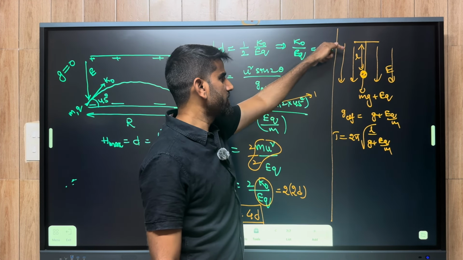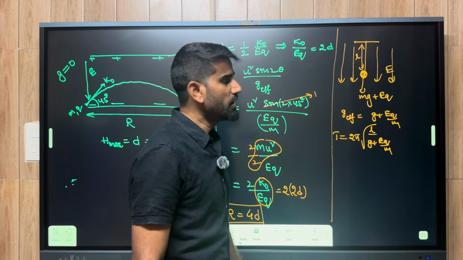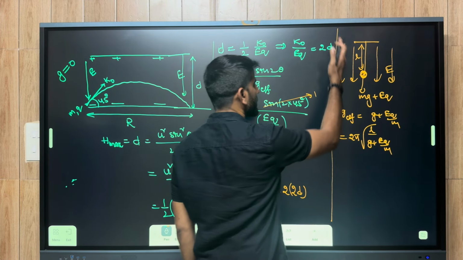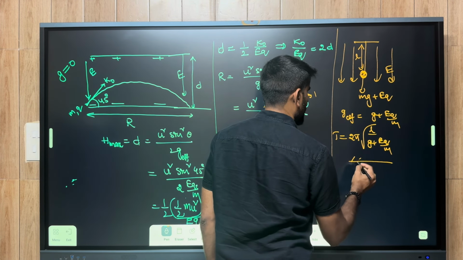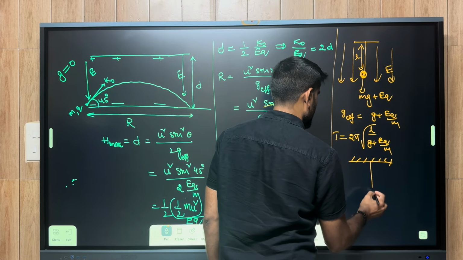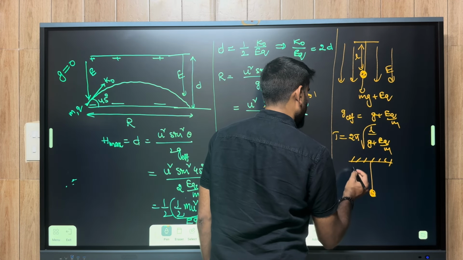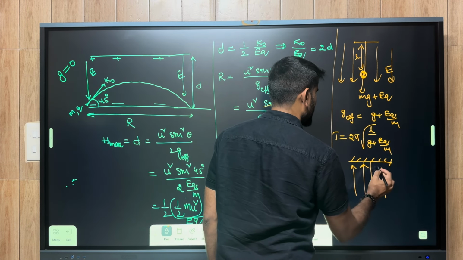Instead of field in the same direction, downward direction, let's just say the field is in upward direction. Pendulum, field is in upward direction.